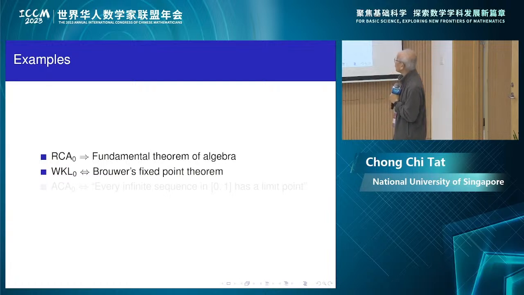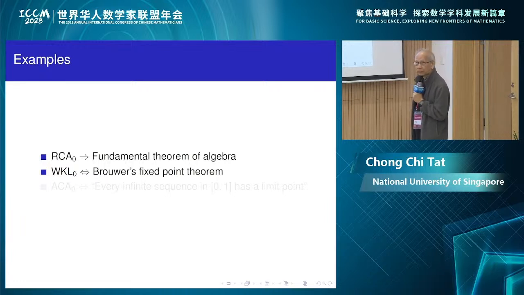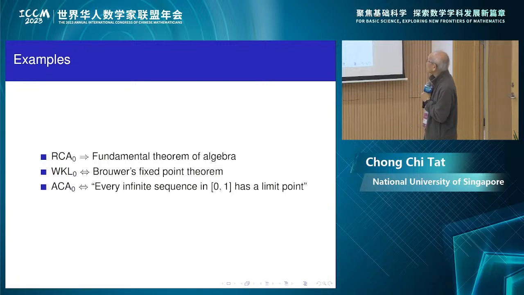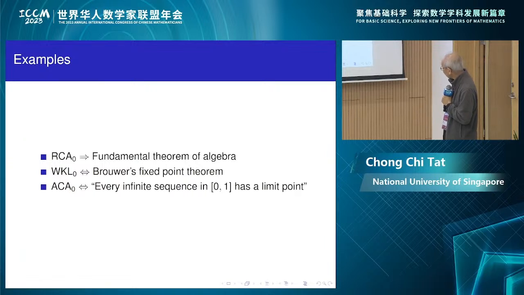Then you have weak König's lemma, which turns out to be equivalent to Brouwer's fixed point theorem. As you know, Brouwer's fixed point theorem says that if you have a continuous function from the unit disk into itself, then there's a fixed point. Right. Then it is also known, for example, that ACA 0 is equivalent to the statement that says that every infinite set in the interval 0 to 1 has a limit point.